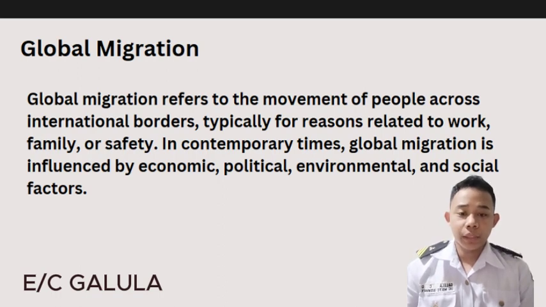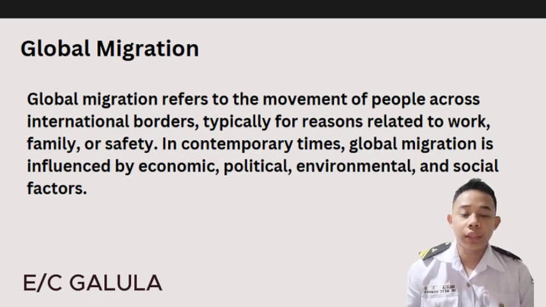Global migration has significant social, economic, and political implications for both the countries of origin and destination, as well as for the migrants themselves. Examples of global migration: First is economic migration, people moving from less developed countries to more developed ones in search of better job opportunities and higher wages. Second is refugee migration, individuals fleeing conflict, violence, or persecution in their home countries and seeking asylum in other countries. Third is family reunification, people moving to join family members who are already living in another country. Fourth is climate change migration.